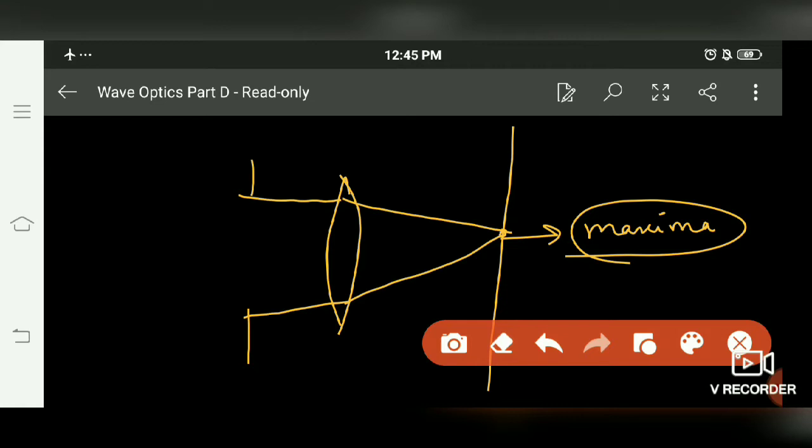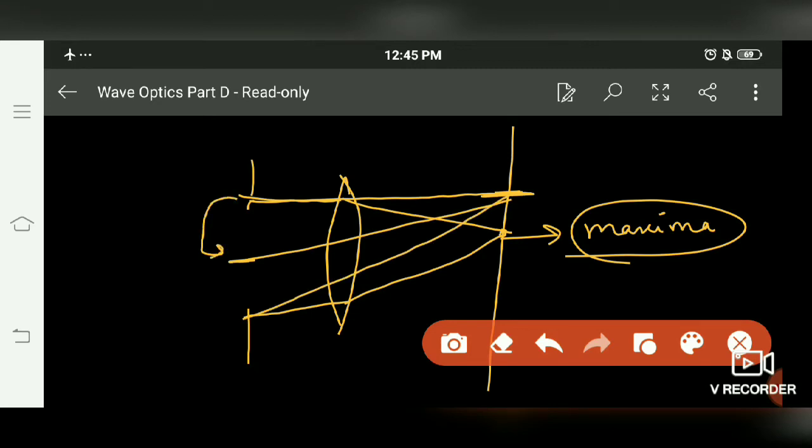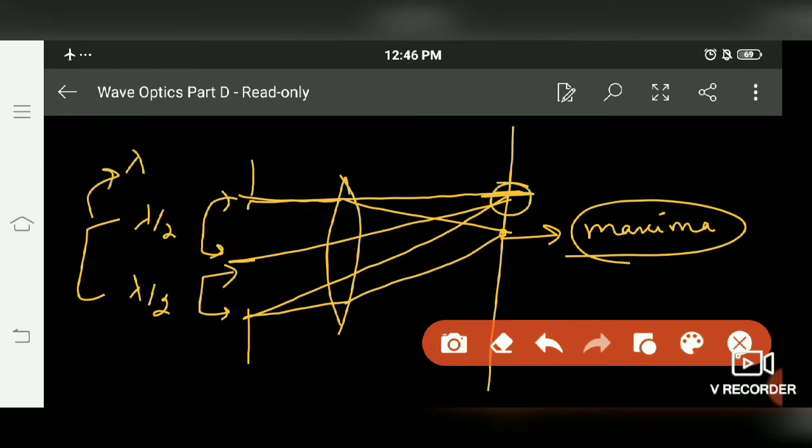Now for the first secondary minima, we consider the slit to be as 2 parts. The light reaching from here, and this is the other part. So here the phase difference is lambda by 2, and this also offers a phase difference of lambda by 2, and the net phase difference adds up to lambda. So both waves are out of phase and will form minima, or destructive interference.